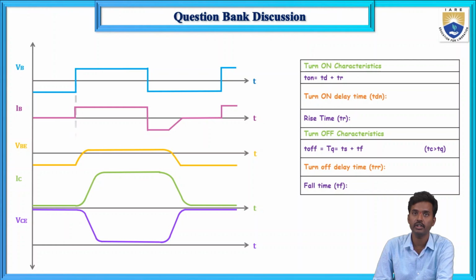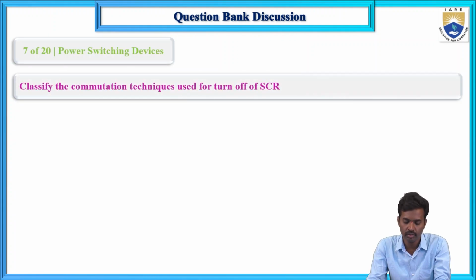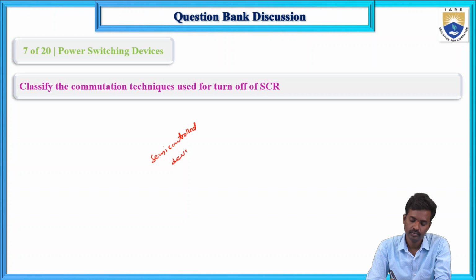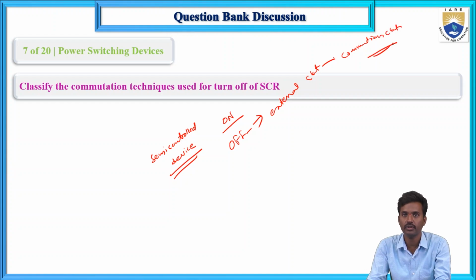This we already discussed. For SCR switching characteristics, it is the same: TD plus TR. Next, classify the commutation circuits. What do you mean by commutation? It is the turn off process. Here SCR is a semi-controlled device: turn on is in our hand, but turn off is not. We need an external circuit, and that external circuit is the commutation circuit.